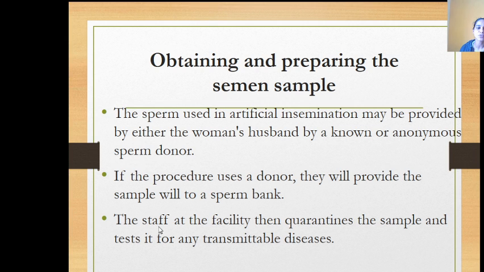So in such cases, what they do is that they will quarantine the sample and also test for any transmittable diseases, because the person might be infected with certain diseases, and if such semen is used, there is a risk of transmitting such diseases. So those sperm bank staff will make sure that none of such infections are passed from the donor to the one who is going to conceive.